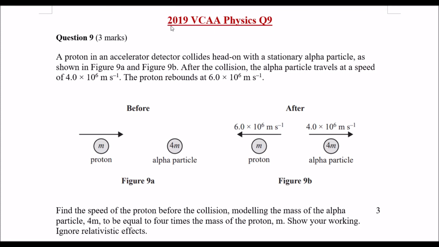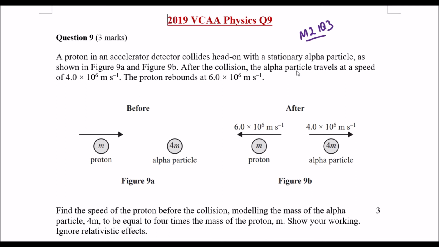Alright, so we have the 2019 Victorian Physics paper, question 9. This is on elastic and inelastic collisions, so that is module 2, inquiry question number 3 for the New South Wales syllabus. We have a proton in an accelerator detector that collides head-on with a stationary alpha particle, as shown in this diagram here before, and also what happens to them after they collide here.